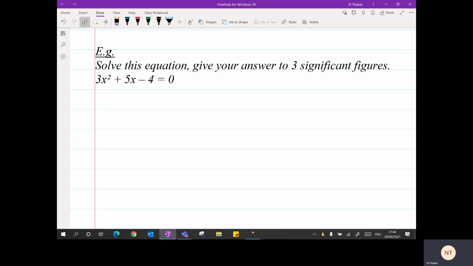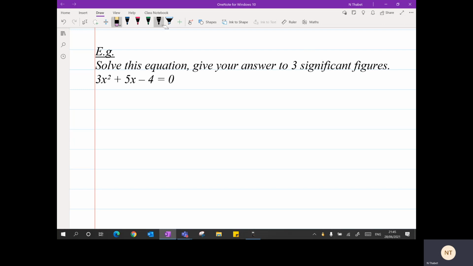So the clue is often in the question. Quadratic formula is great when you can't factorize. Factorizing is often the easiest, quickest thing, but not every expression factorizes. And often the hint to knowing whether it factorizes or not quickly is if you see this: Solve this equation, give your answer to 3 significant figures. That generally means that it's best to use the quadratic formula.